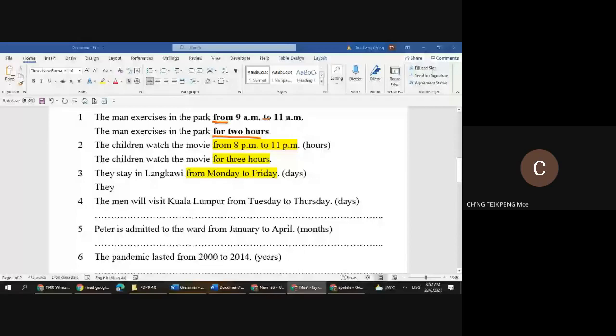Okay, who answered me just now? Siapa yang jawab tadi? 4 days. Oh, count 5 days, all right? So Monday until Friday. So there are 5 days. So how do you answer the whole question? They stay?